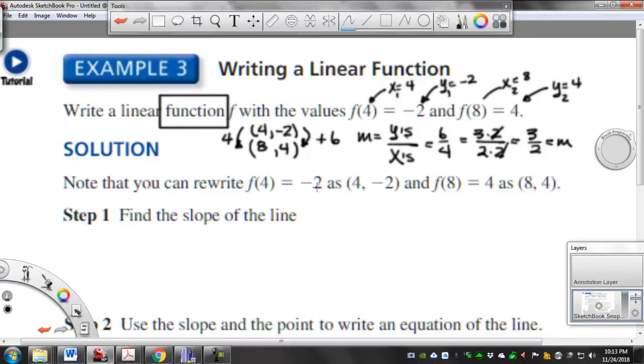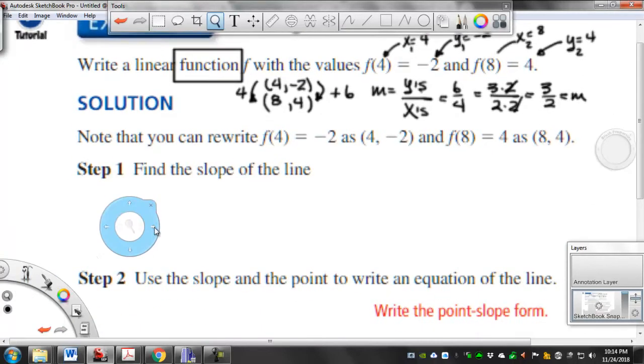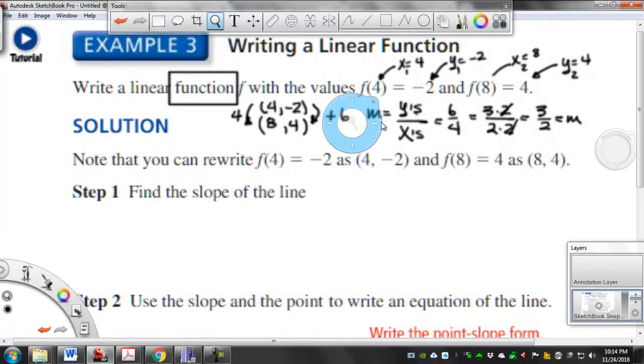So now that we've used these points given in function form, we're able to turn them into ordered pairs, and from those ordered pairs we've been able to find the slope. So that's step 1 right there, all this stuff right here, is we found the slope, and the slope was m equals 3 over 2.